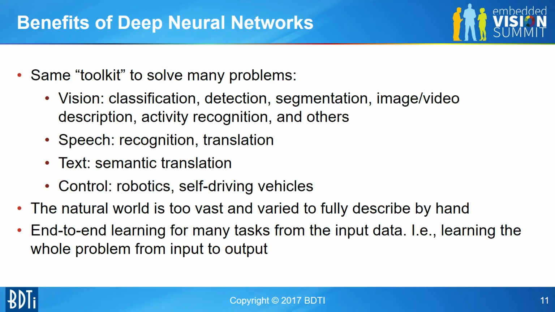So this obviously has a ton of benefits. Probably the most important being that, like I said before, and I think it's pretty self-evident, the natural world is just too vast and too varied to fully describe by hand. So we have to have end-to-end learning, starting with the input data and learning the whole problem from input to output. And then it turns out that we can actually use this toolkit. Once we've defined this toolkit, we can use it for any number of problems. For example, there's a bunch of other problems in vision aside from classification, such as detection and segmentation. We can apply the same technique, the same methodology, to speech recognition, audio event detection, natural language processing, and control.